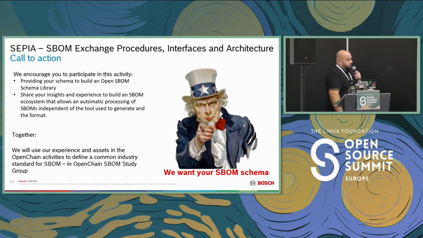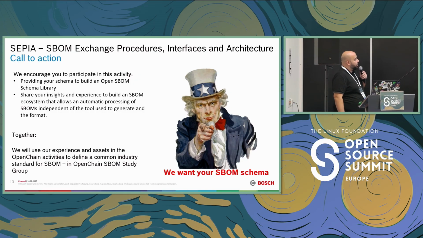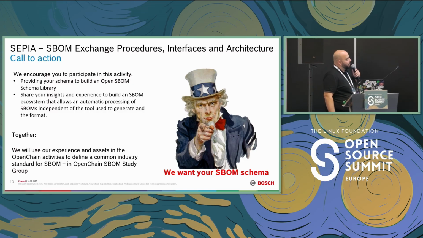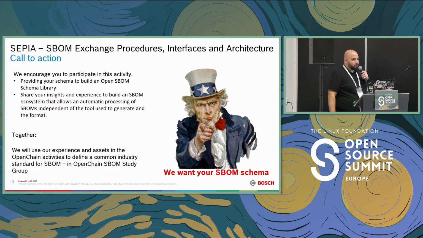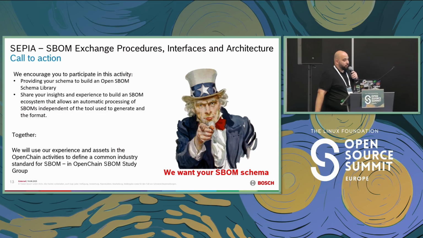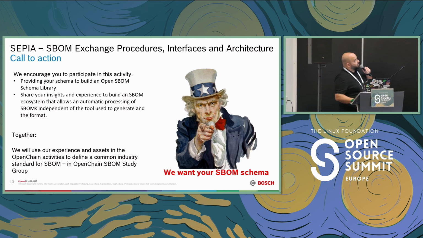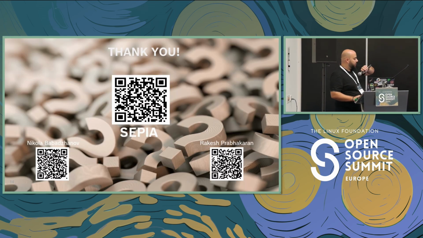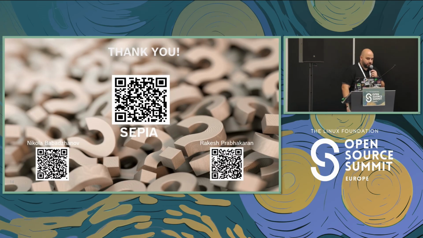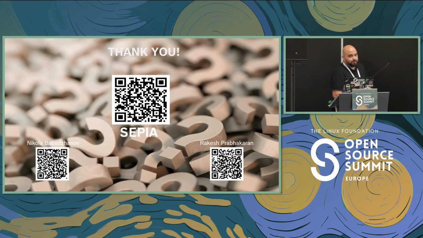And this is basically the wrap up of how we'll continue to do this. I've already mentioned the OpenChain SBOM study group. This is where we typically meet, and this is where we'll keep presenting the next few steps of what we do with this. So with that, I think I have a few minutes for maybe a few questions. And this is the QR code.